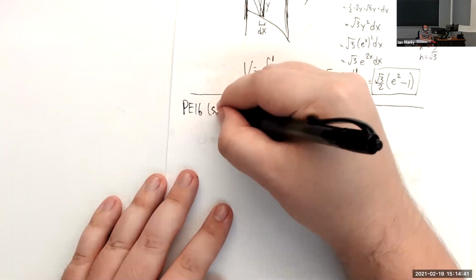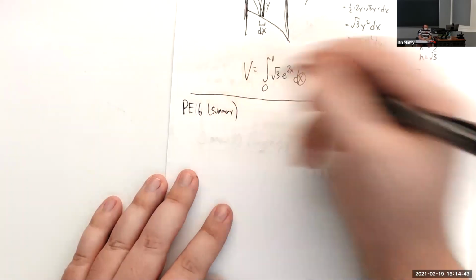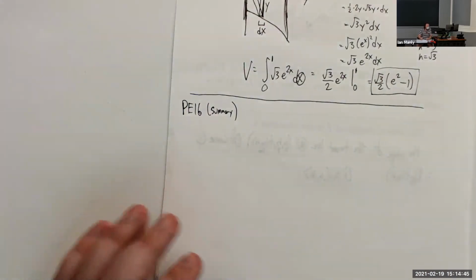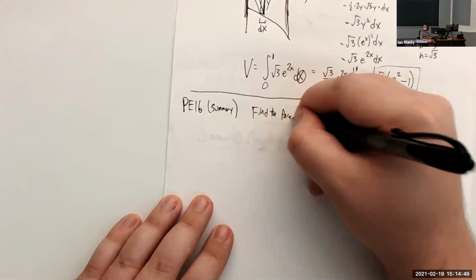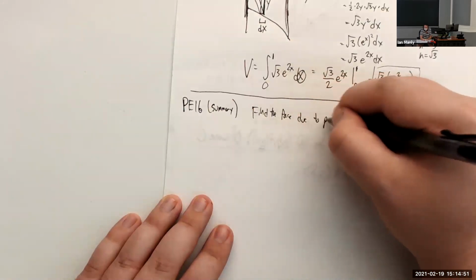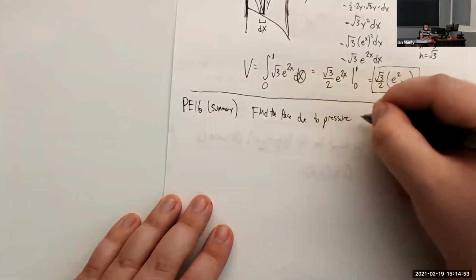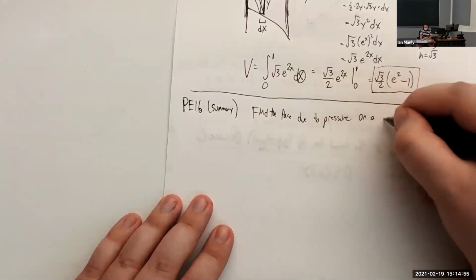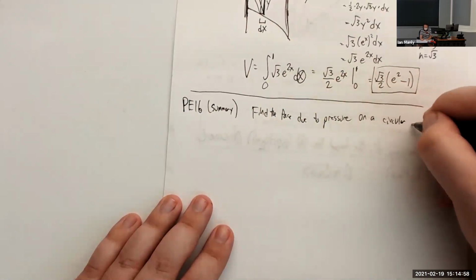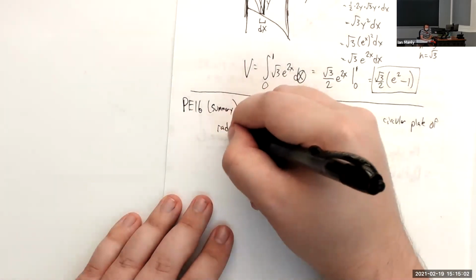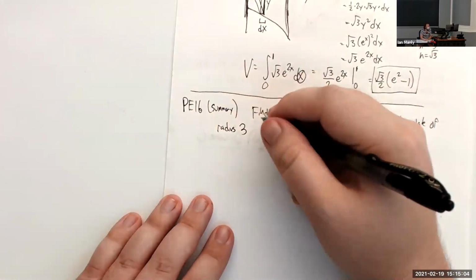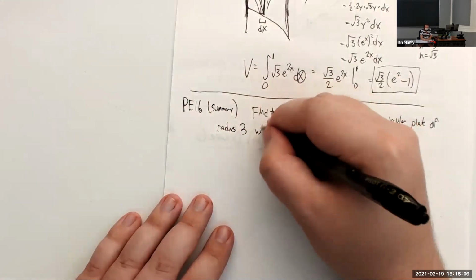Okay. So this will be a summary of problem 16. Find the force due to pressure on a circular plate of radius 3 whose top just touches the surface of the liquid.